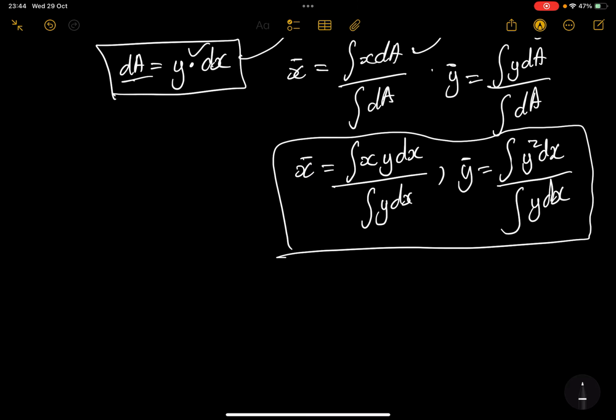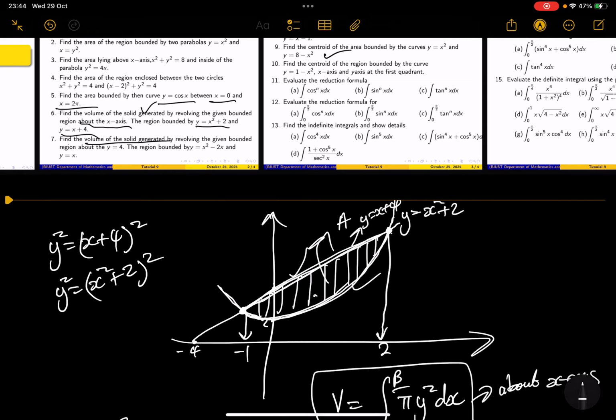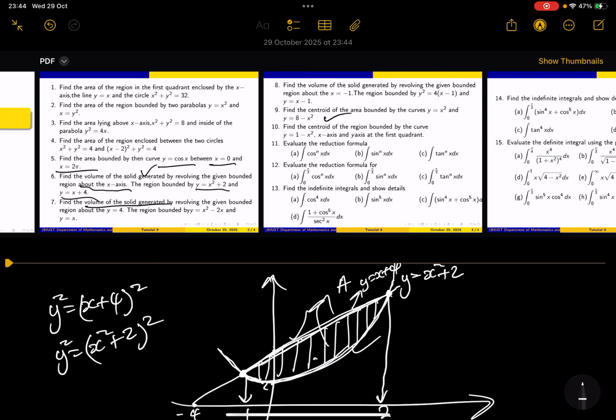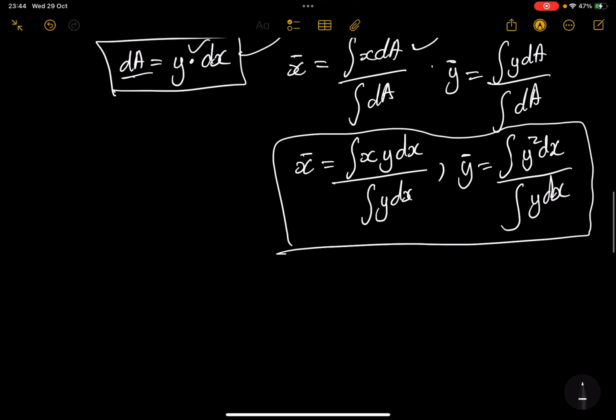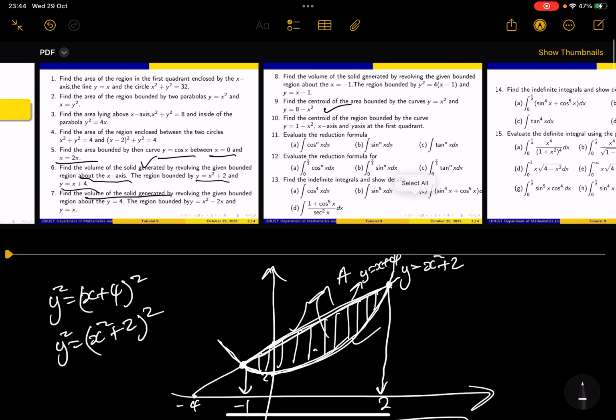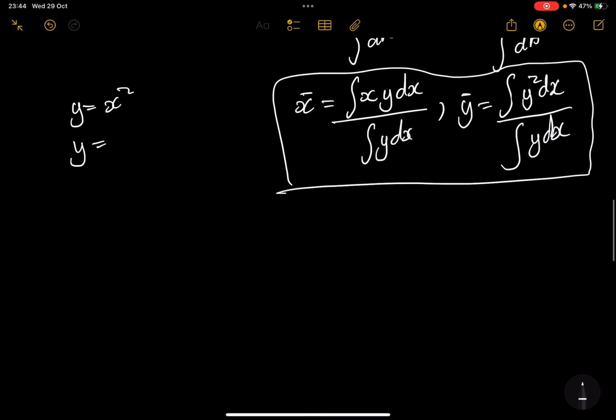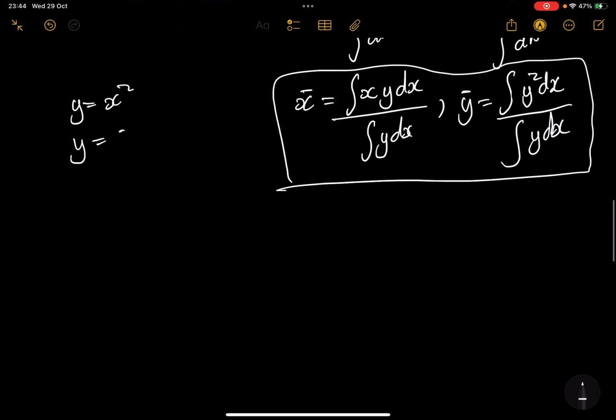Coming back to our problem, they are saying find the center of the area bounded by the curve y is equal to x squared, and so we have these two curves: y is equal to x squared and y is equal to 8 minus x squared.